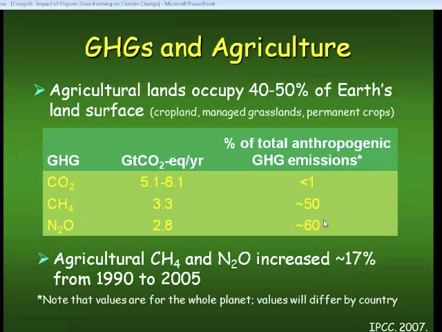You'll notice there'll be a talk on Monday, if any of you are going to listen to that webinar, where those speakers will focus on the contribution in the U.S. These numbers are for the globe here, and the numbers presented for the U.S. will be slightly different, in case you're wondering about that.